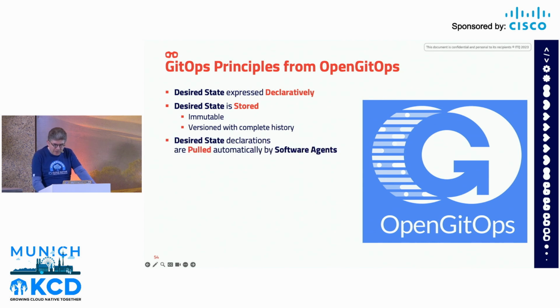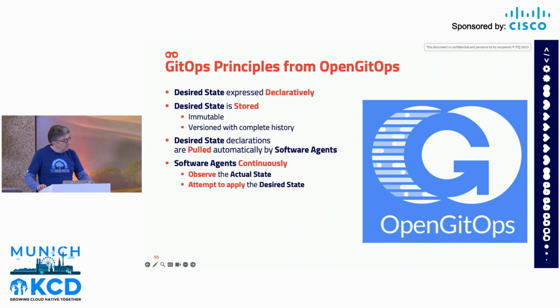The following principle for GitOps involves the automation of pulling from a software agent. So exactly what we saw before with the pull agent on the Kubernetes cluster. And the last, but not least, principle for GitOps is to have these agents continuously observing the actual state and making ongoing attempts to apply this desired state onto the platform. So it's the common operator practice with the control loop with continuous reconciliation.